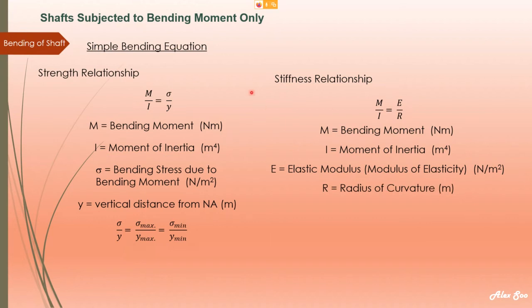So based on bending moment, we have to use this relationship. We cannot use T over J equals tau over R. That is for twisting moment. This is for bending moment.